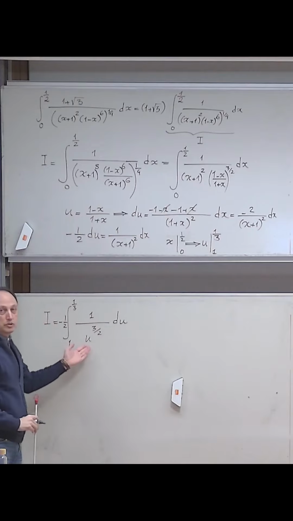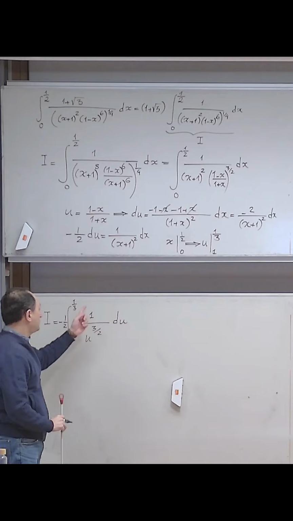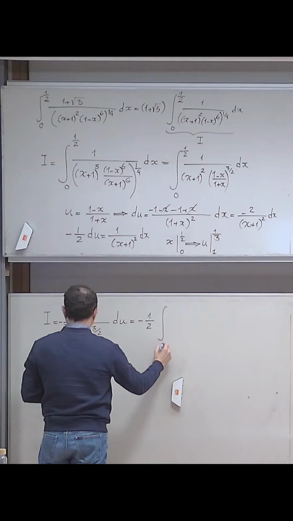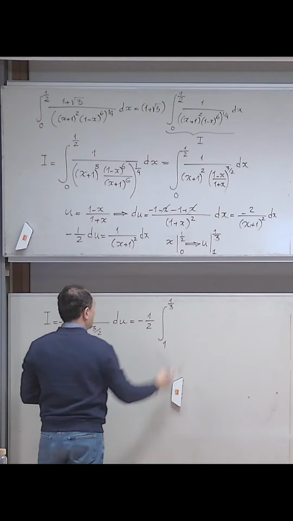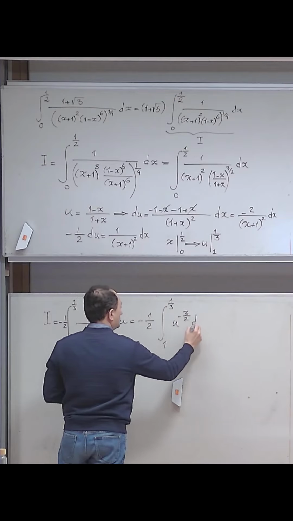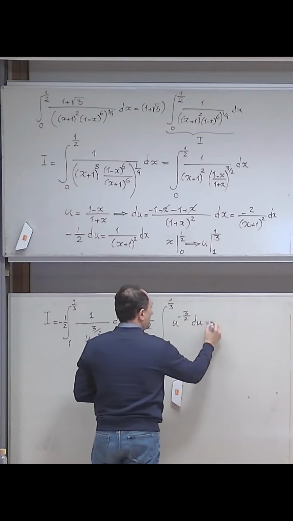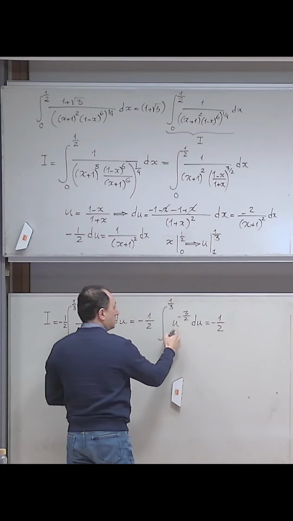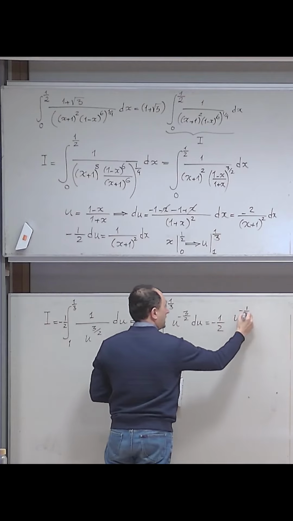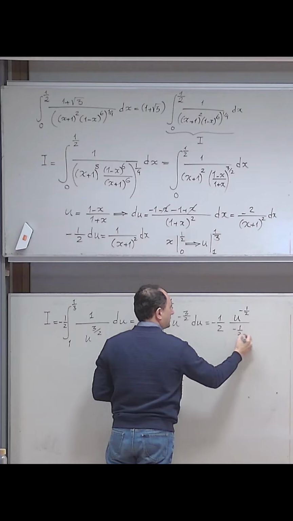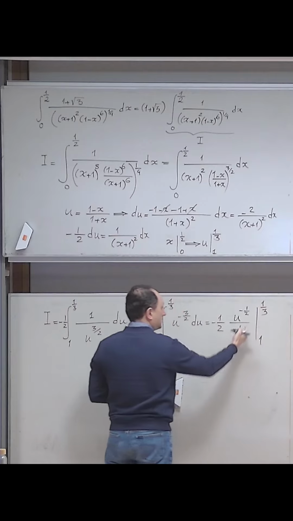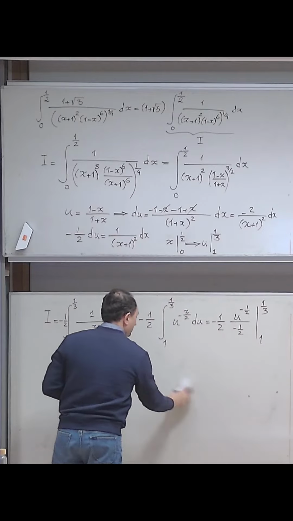But this is an extremely simple integral to calculate, so I bring it up, so it becomes -1/2, integral from 1 to 1/3, and then I will have u to the power of -3/2 du. But then this becomes -1/2. This integral is u to the power of 1 unit more, which is -1/2, divided by -1/2. And then I have to run it from 1 to 1/3. But this -1/2 and that -1/2 are gone.